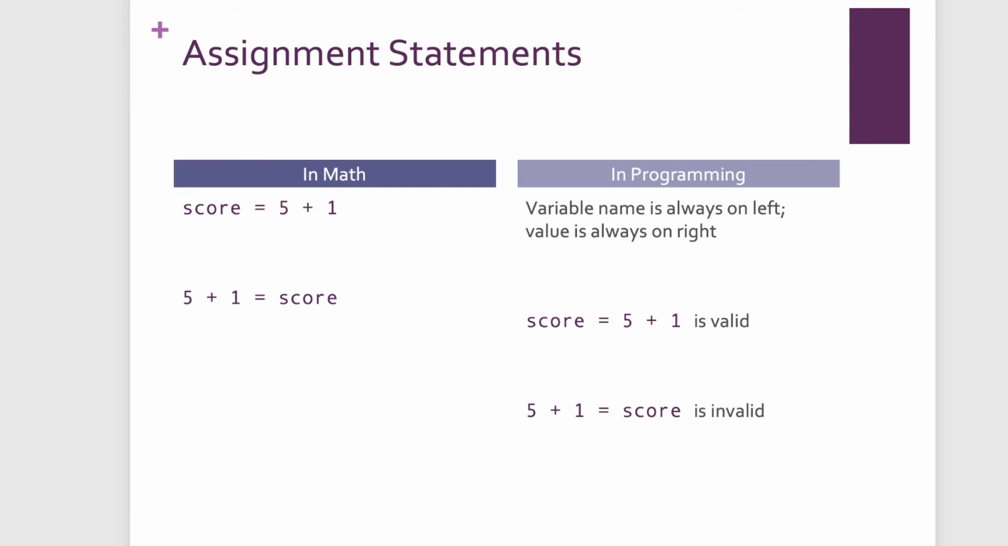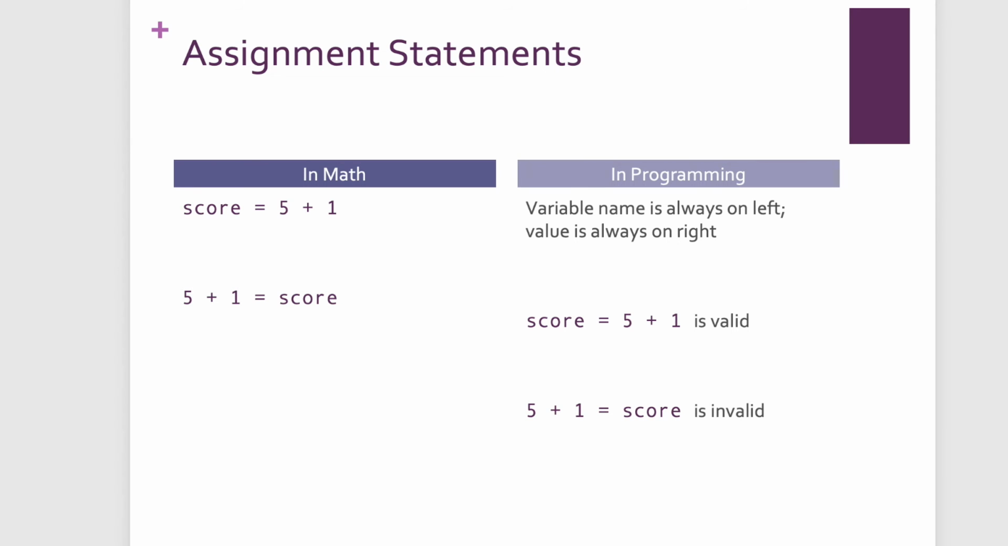Another thing that we need to think of in assignment statements is that the order is important. So in math, we could have something like score is equal to 5 plus 1. Or we could have 5 plus 1 equal to score. That will not work in programming. In programming, the variable name always has to be on the left, and the value always has to be on the right. This would not be valid in programming. 5 plus 1 equals score would not be valid.